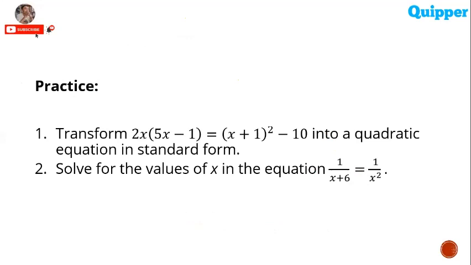For your practice, answer these two problems. Number 1, transform 2x times 5x minus 1 equals the quantity of x plus 1 squared minus 10 into a quadratic equation in standard form. Number 2, solve for the values of x in the equation 1 over x plus 6 is equal to 1 over x squared.